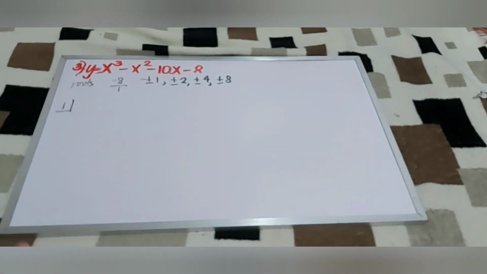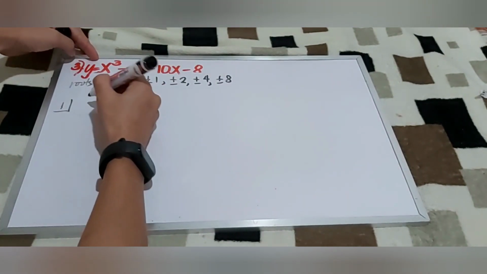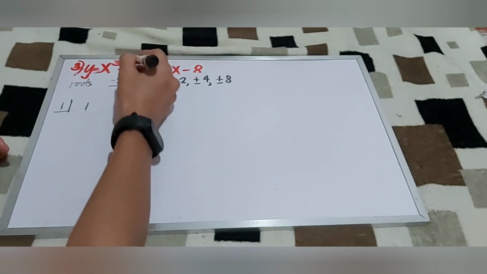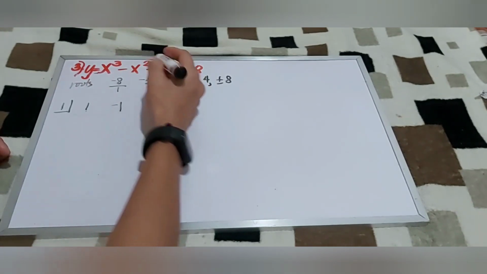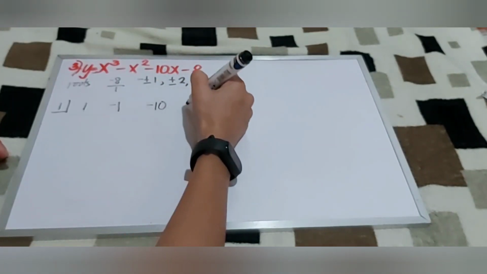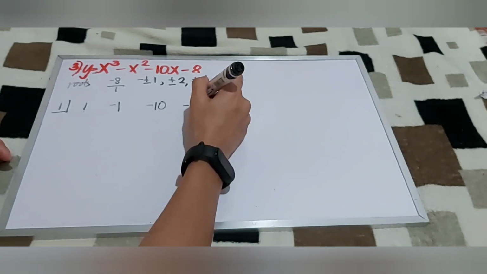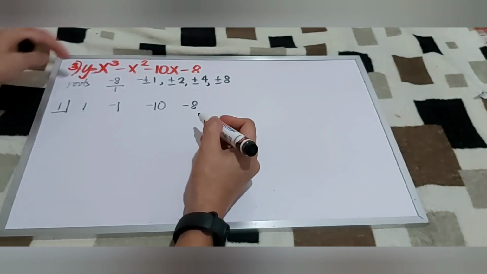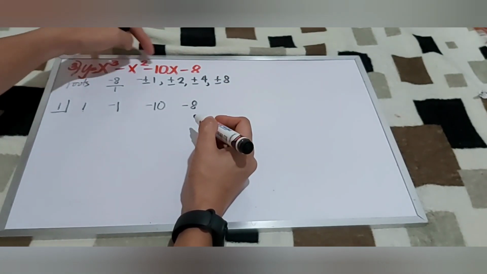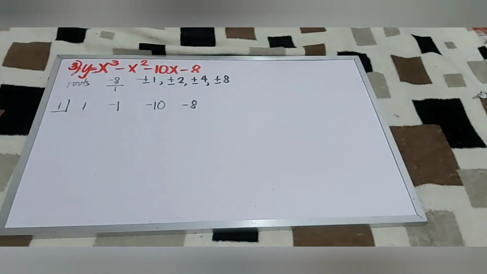Positive 1. And the coefficients are, from here, positive 1. From here, that's negative 1. And this is negative 10. And this is negative 8. So, again, saan galing yung mga yan? So, positive 1, negative 1, negative 10, and negative 8.